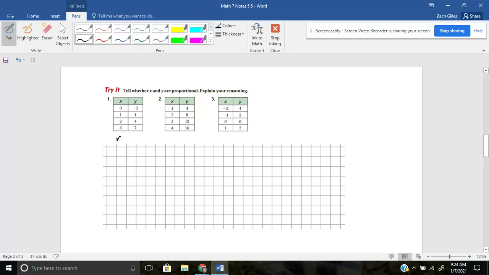Number 1 is no, they are not proportional. The line does not pass through the origin. Number 2, yes, these are proportionate. You can see as x increases by 1 each time, y increases by 4 each time. So I'm just multiplying by 4 to get from one to the next. And if you kept going in the negative direction, you would go through 0, 0 as well. So yes, for number 2. And then number 3 is no. Those points don't even make a straight line, so that's not a proportional relationship.